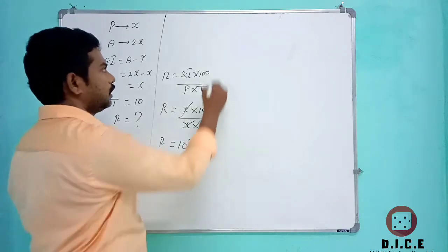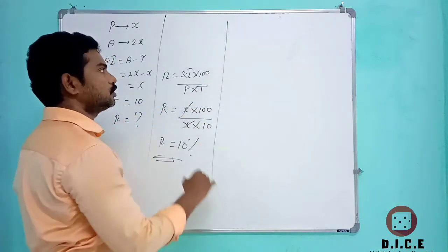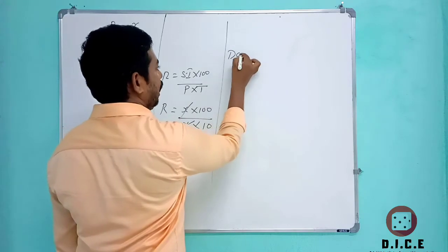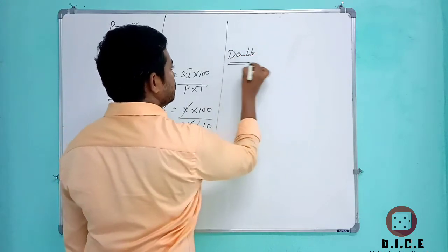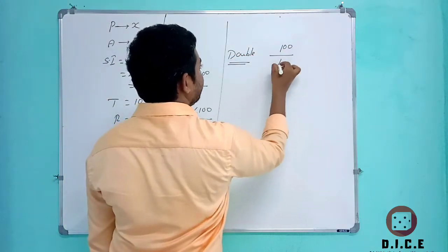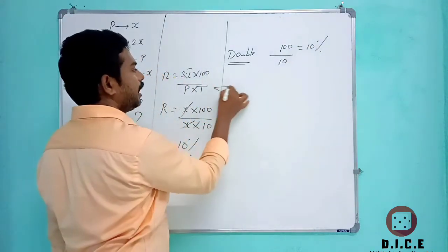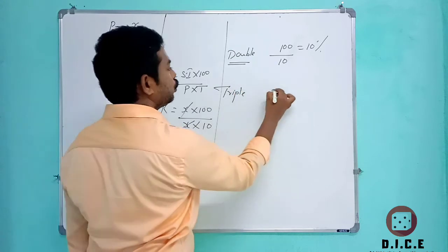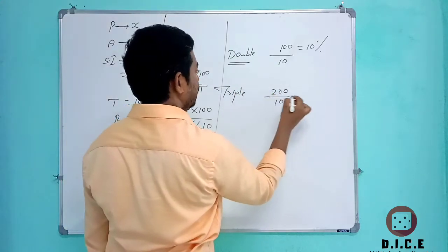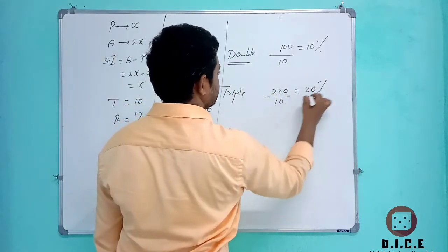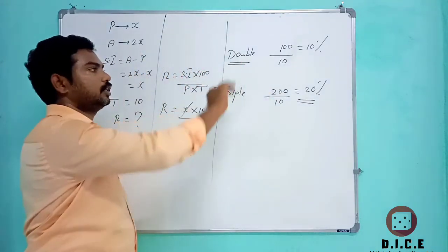Now see the shortcut. If in the question, if you find this sort of question, if you find the word double, simply 100 by given years. 100 by 10 is nothing but the rate percent is nothing but 10%. If you find like triple, you simply put 200 by the given years 10. That is nothing but 20%. So this is the case of doing this shortcut.